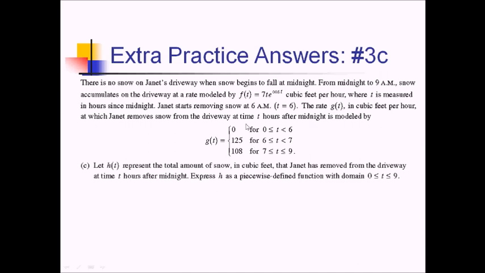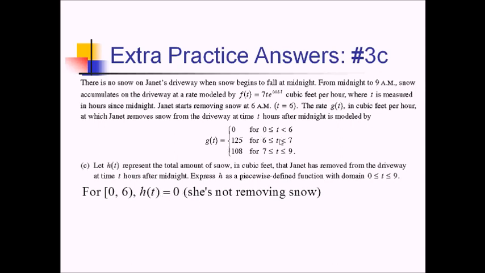So let's start with our first case, time between 0 and 6. In that case, we can say that h of t, the amount of snow removed, is 0. I mean, Janet's not removing snow if she's sleeping, unless she's sleep shoveling. I wish I could do that, but Janet can't. So 0 for that first interval.